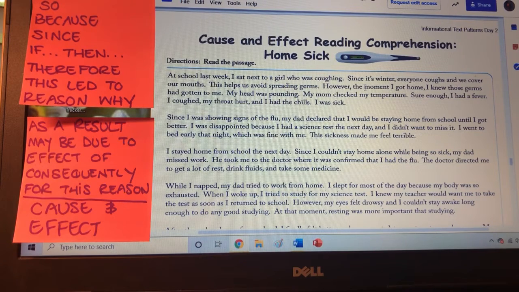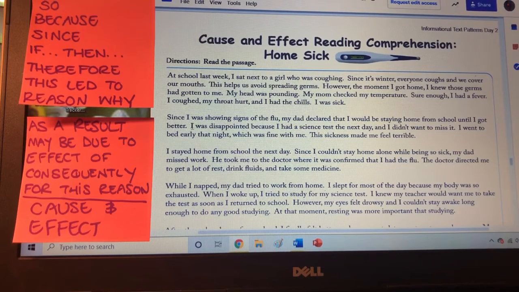However, the moment I got home, I knew those germs had gotten to me. My head was pounding. My mom checked my temperature. Sure enough, I had a fever. I coughed. My throat hurt. I had the chills. I was sick. Since I was showing signs of the flu, my dad declared that I would be staying home from school until I got better.